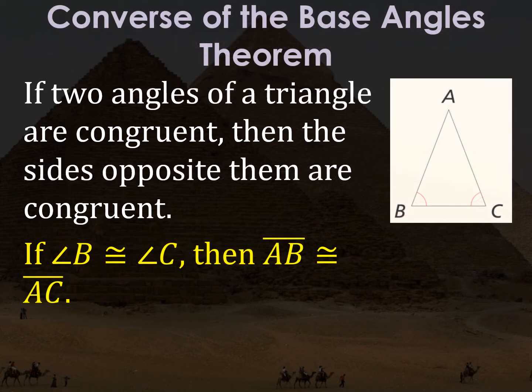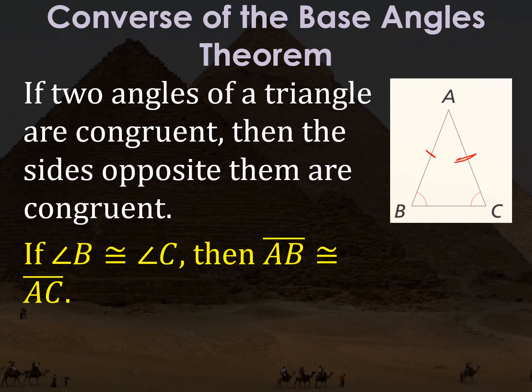Now the converse of the base angles theorem says, if two angles of a triangle are congruent, then the sides opposite them are also congruent. So if angle B and angle C are congruent, so the base angles are congruent, then the two legs have to also be congruent. AB is congruent to AC.